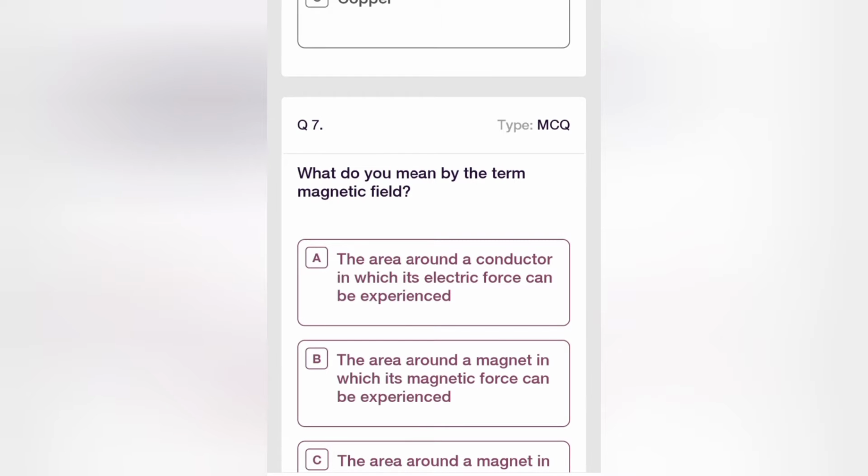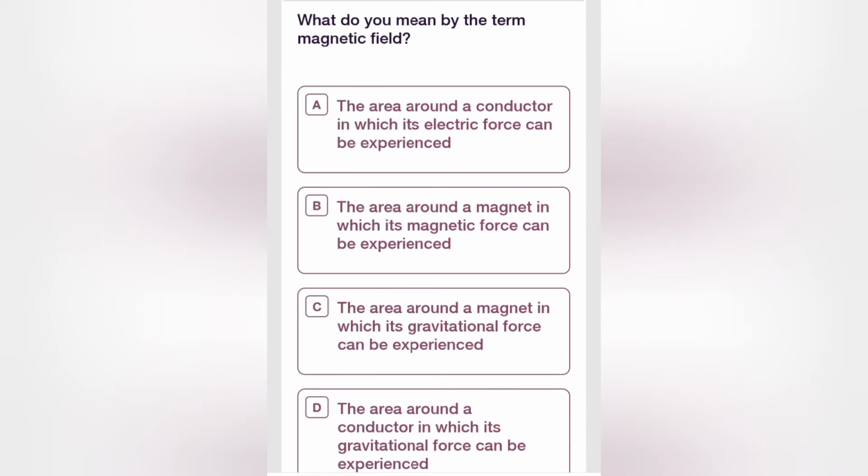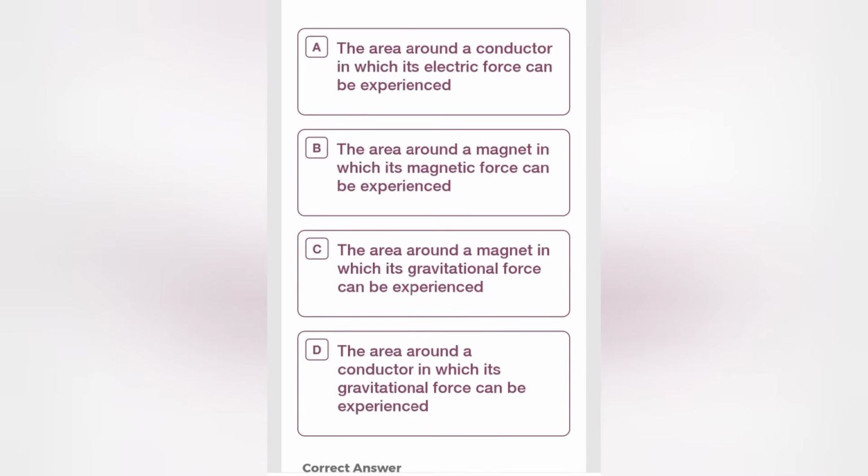Area around the conductor in which its electric force can be experienced. No. Area around the magnet in which a magnetic force can be experienced. Yes. The area around a magnet in which gravitational force can be experienced. No. Area around the conductor in which its gravitational force can be experienced. No. Option B is the correct answer. Area around the magnet where its magnetic force is experienced.